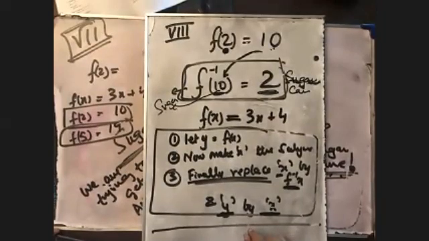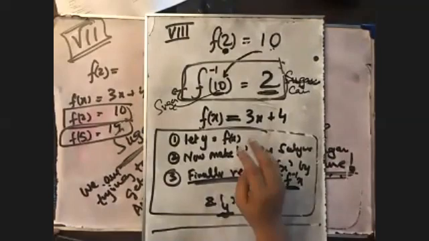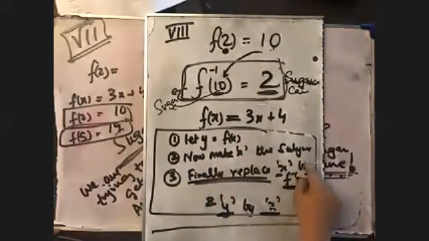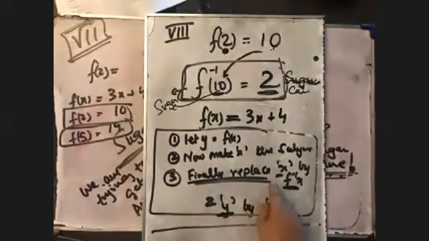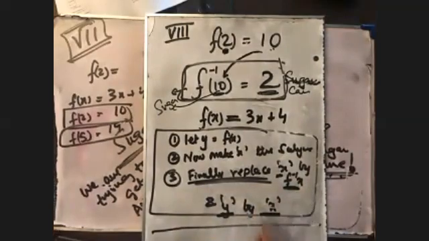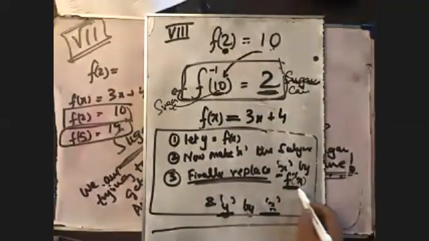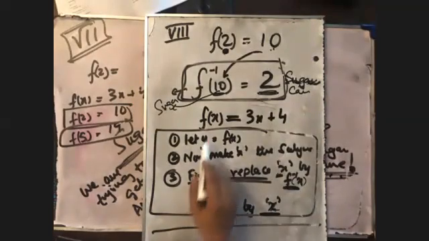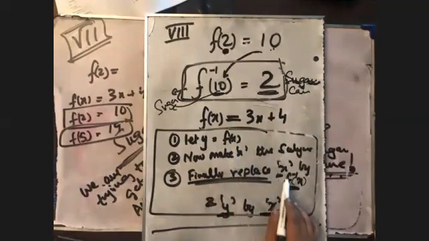So you have board number 8 with you. The three steps. Number 1, let y is equal to f(x). Step number 2, now make x the subject. And step number 3, finally replace x by f inverse of x. Remember, there's a little bracket here, guys. And y by x. So y becomes x and x becomes f inverse. Because you made y equal f(x), f(x) becomes f inverse of x, and you replace the y by x because it's a function of x.